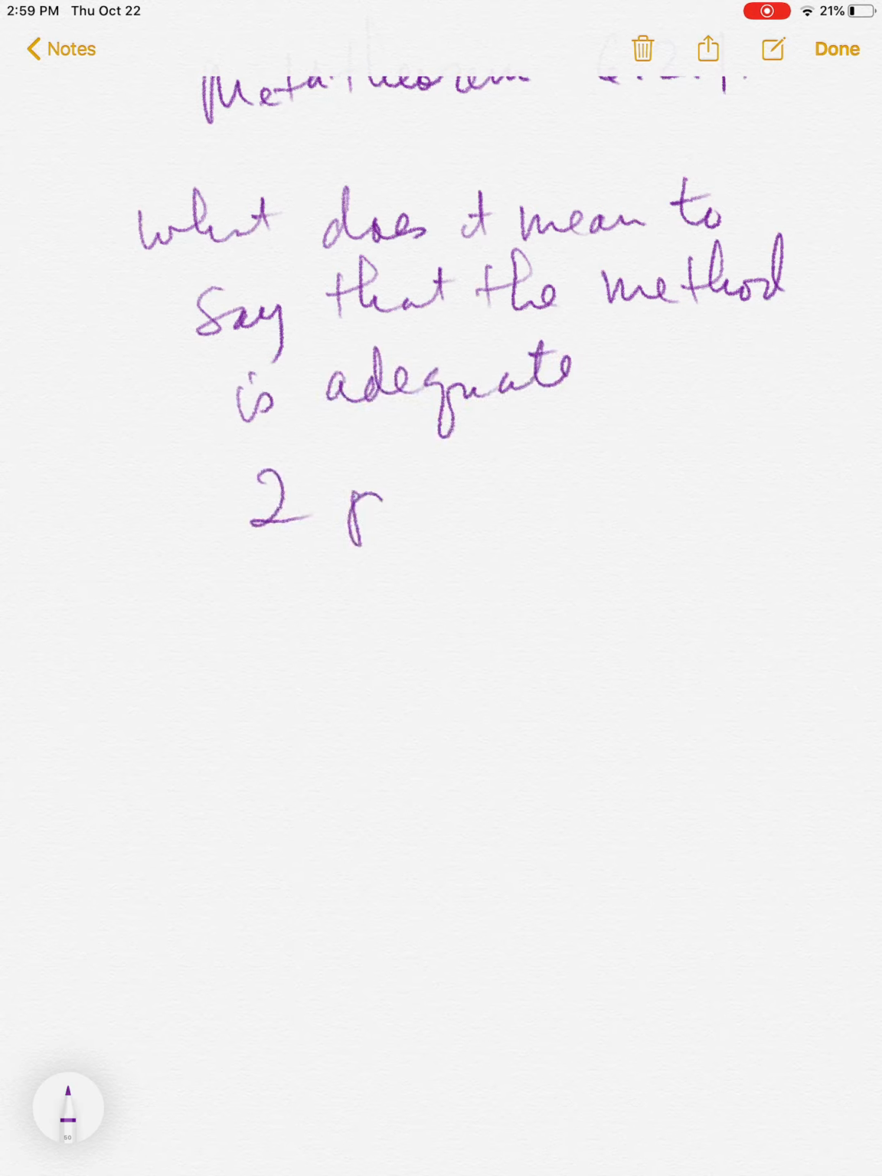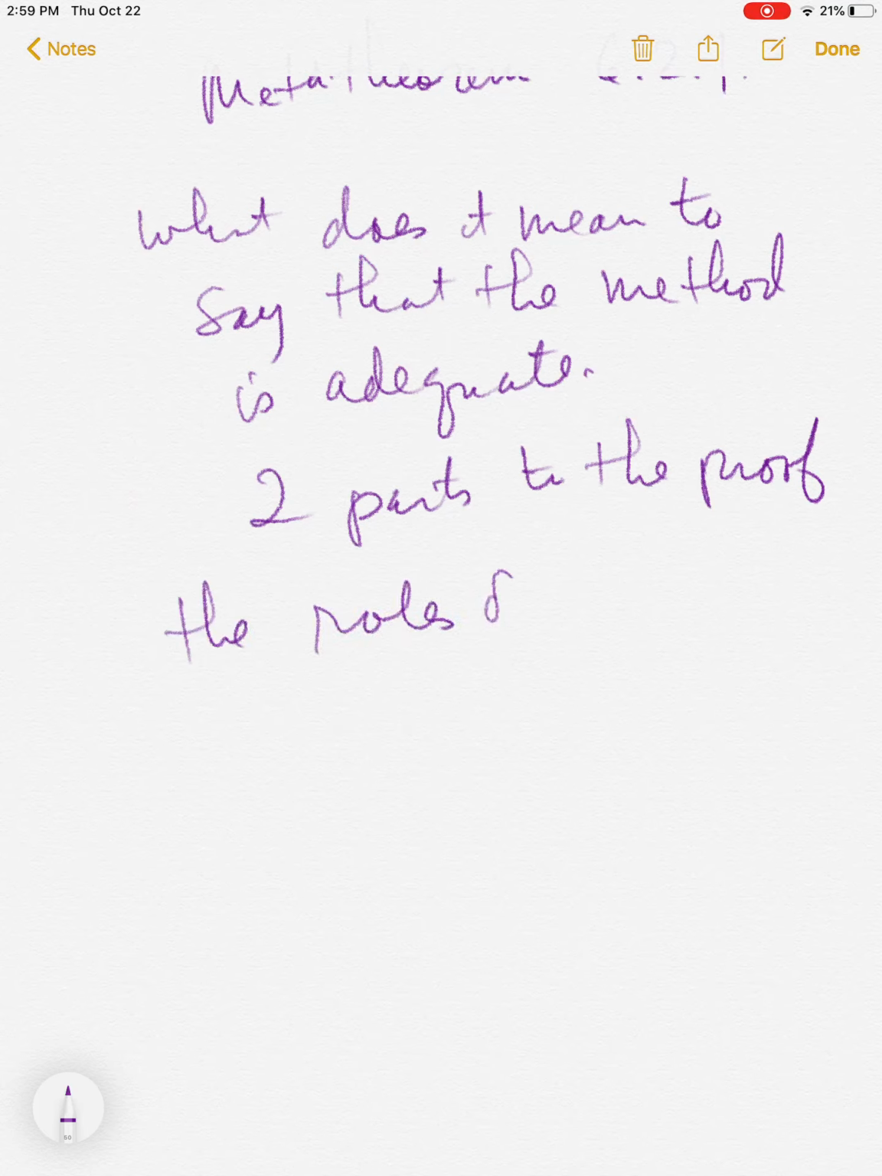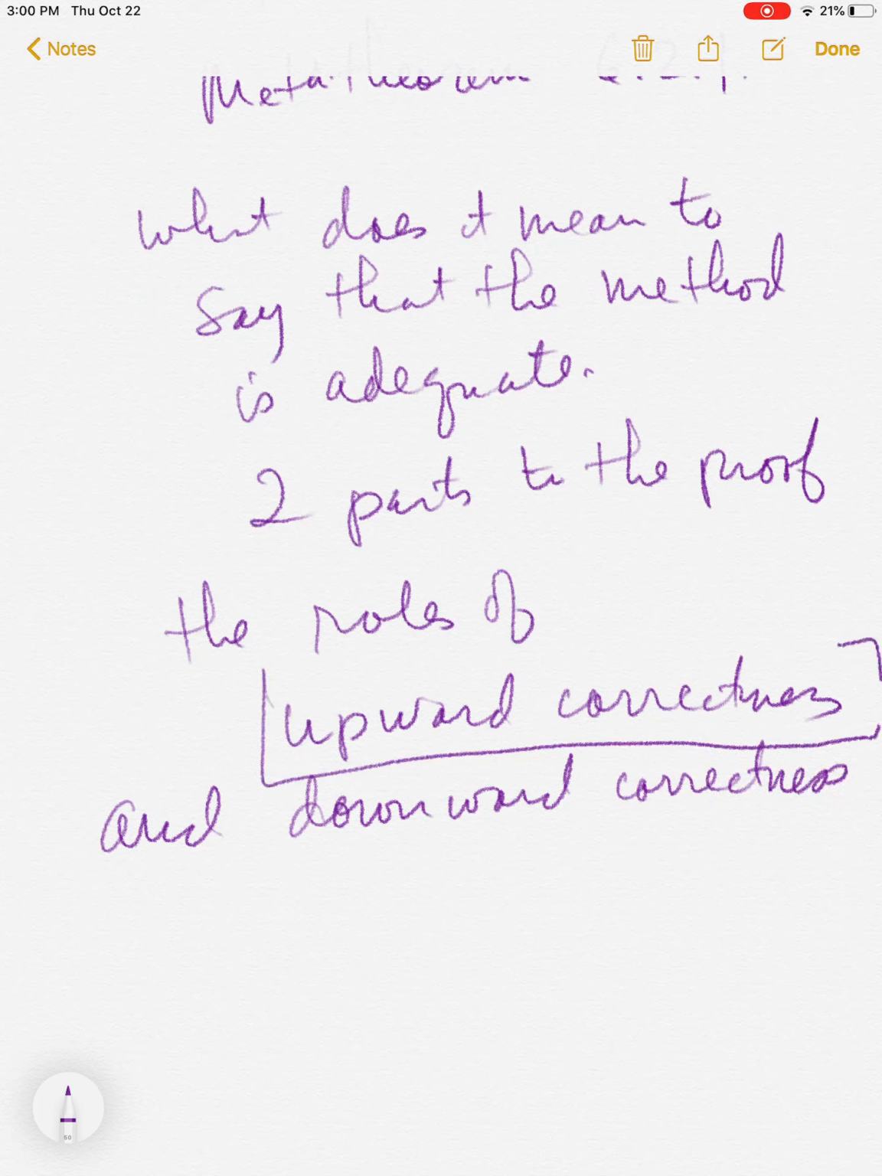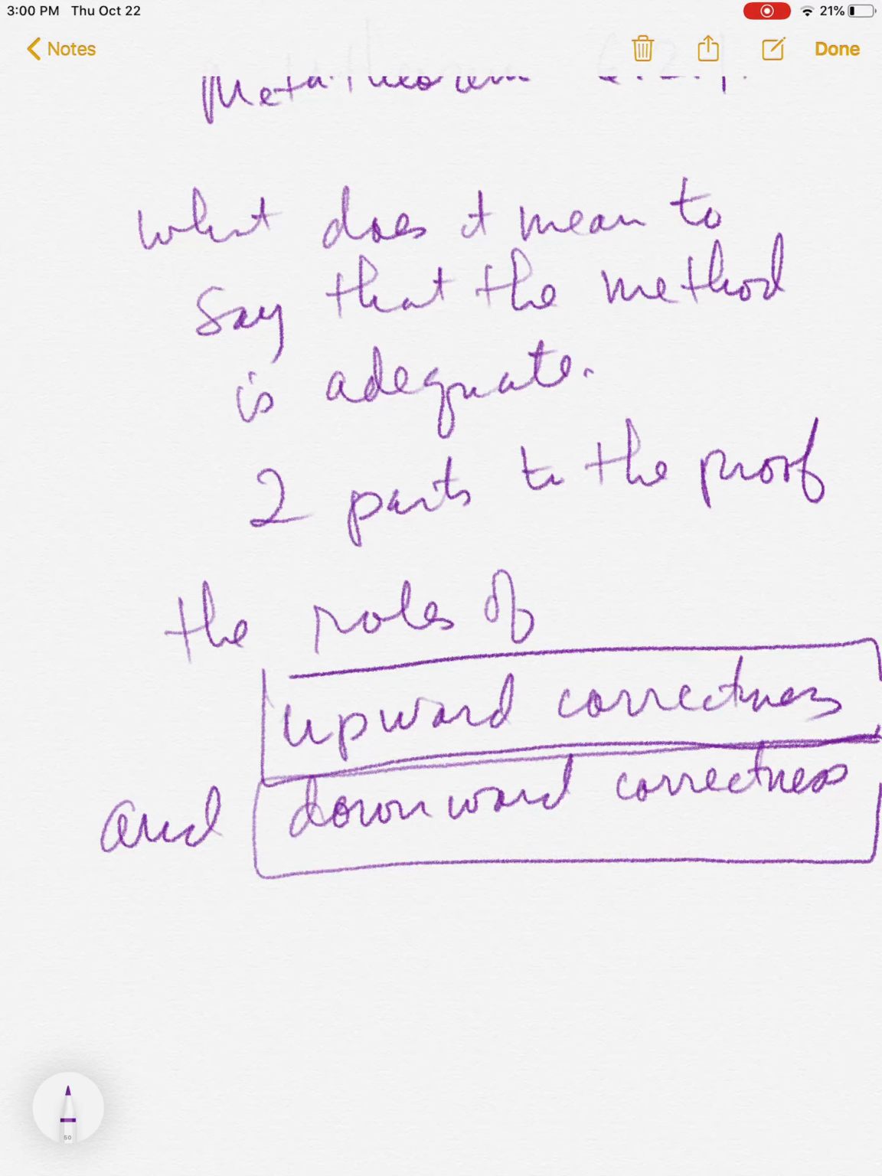And recognizing that there are two parts to the proof, since the claim is a biconditional. And I want you to understand the roles of upward correctness and downward correctness. I want you to understand what it means to say that a rule is upward correct and what it means to say that a rule is downward correct. And these are defined in the handout clearly. And then have some idea of the roles that these concepts play in the two parts of the proof.